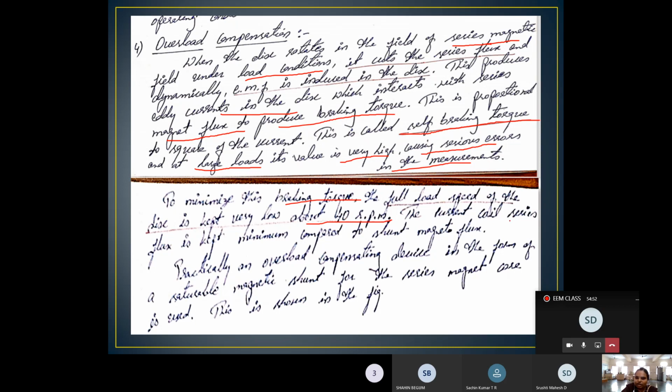Then the current coil series flux is kept minimum. Due to this, the current coil series flux is going to be kept at a minimum compared to the shunt magnetic flux. Next, practically an overload compensating device in the form of a saturable magnetic shunt for the series magnet core is used. This magnetic core we are going to use.